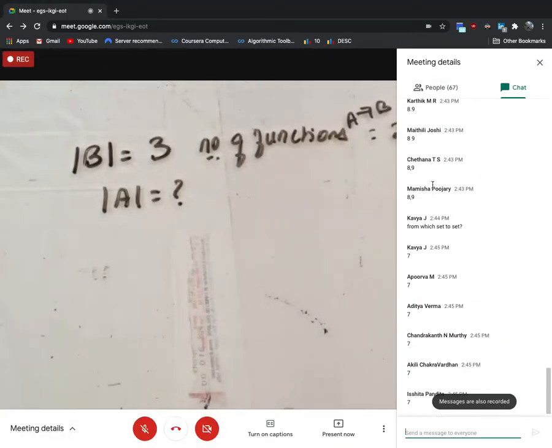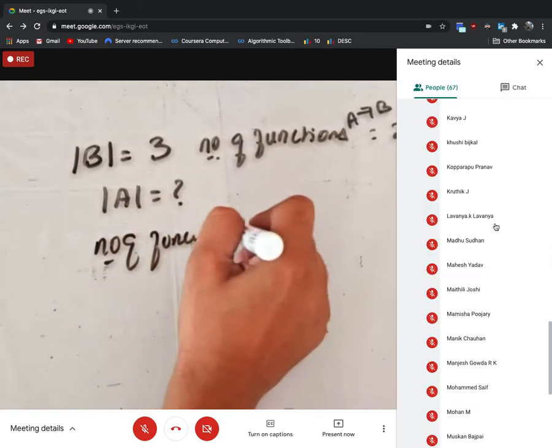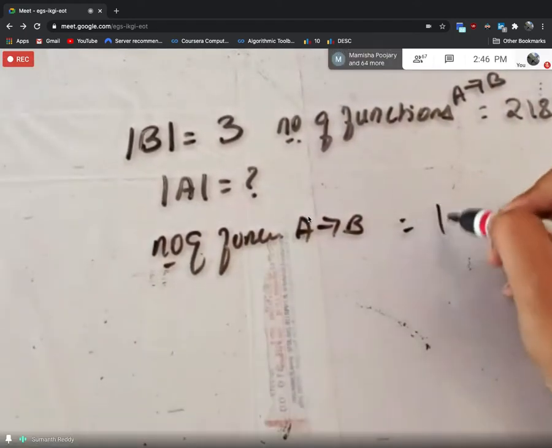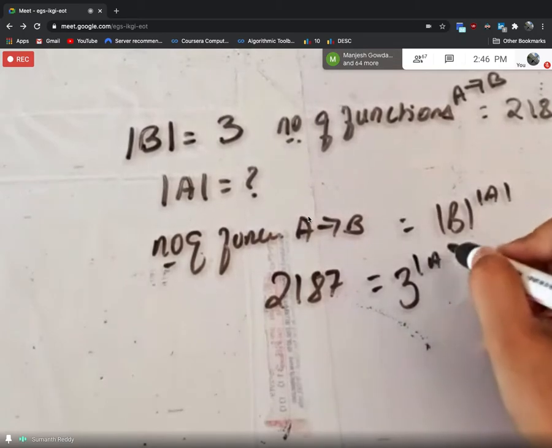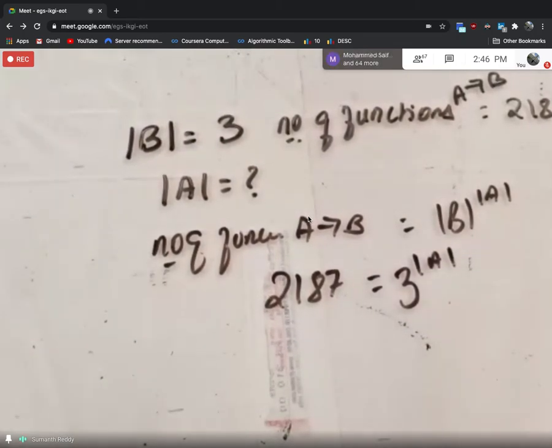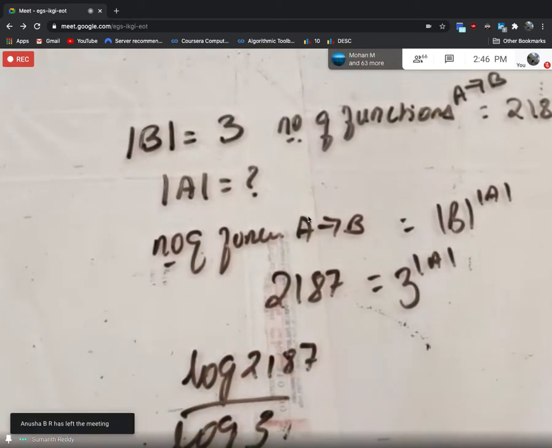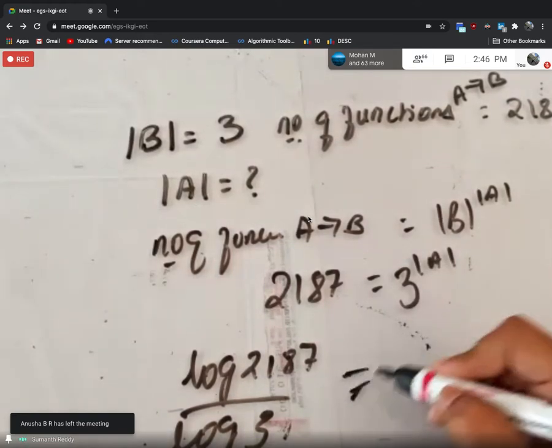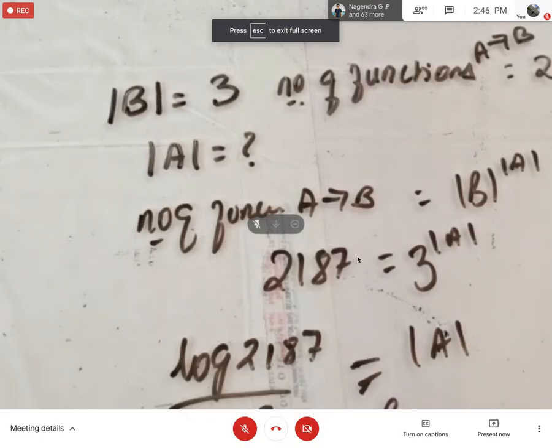Okay, so the number of functions from A to B is given by the formula: the number of elements in the set B to the power of the number of elements in the set A. This answer he has already given, that is 2187. This is equal to 3 to the power of the number of elements in the set A. I think you people have applied log of 2187 divided by log of 3. If you apply the log, you can get the exponent down. So now the answer will be equal to 9. Very good. Okay, so this is one of the exam problems. Sorry, the answer is 7. The answer is 7. Sorry.